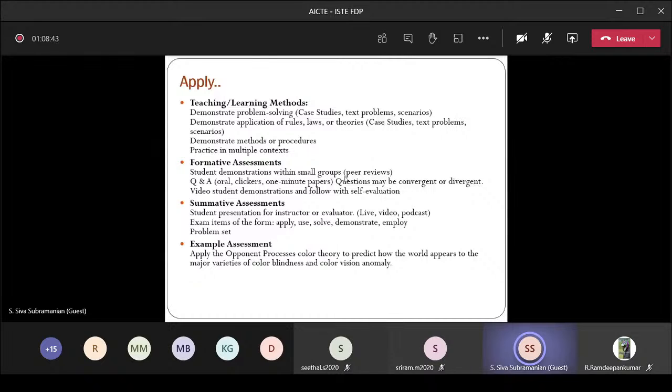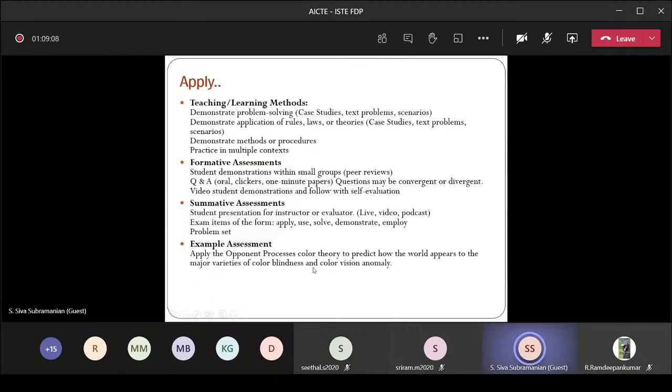In the mini project, it is limited to a simulation, right? That they can use. But when they go with the hardware part of it, then that gets into the next-level analysis part. Okay, the summative assignment is something like applying, use, solve, demonstrate. Okay, now look at the example question.